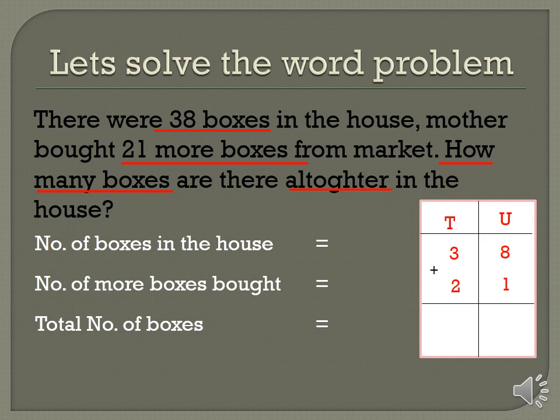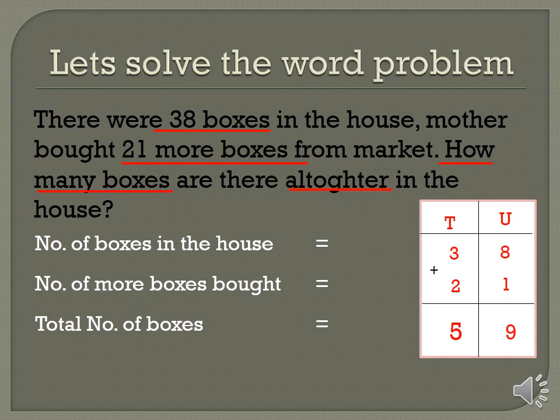We start from the units place. 8 plus 1, 8 in your mind, 1 on your finger, and after 8 it is 9. And we also know that when we add 1 to a number, we get the next number. Then 3 plus 2 in the tens place, 3 in your mind, 2 on your fingers, after 3, 4 and 5. So you got the answer as 5 tens and 9 units, that is 59.